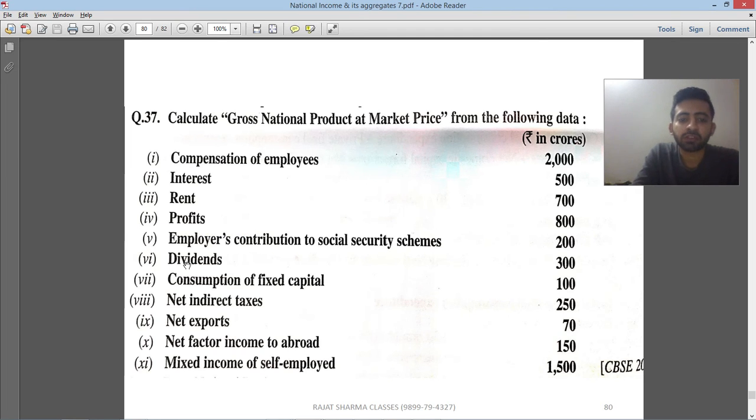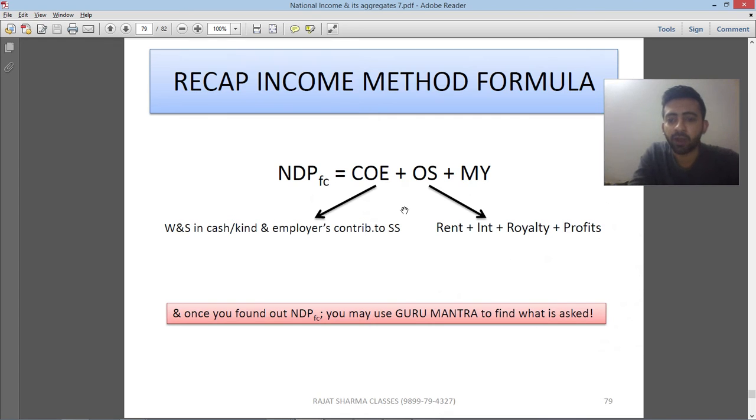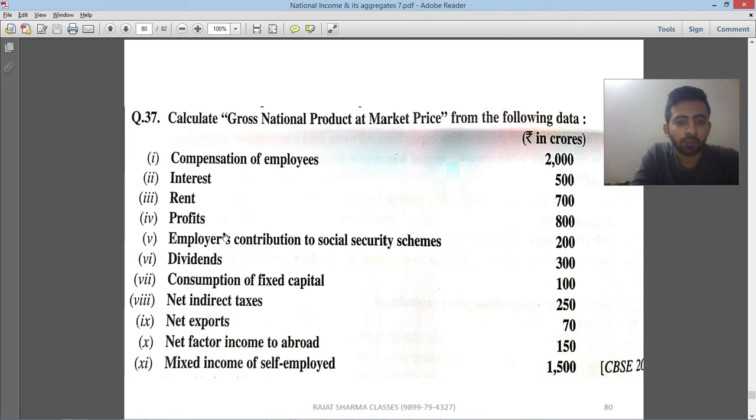Here we were also given dividends. Dividends is a part of profits, but since we know profits directly, we will ignore dividends. Okay? And since we know compensation of employees directly, we will ignore employer's contribution. We will take COE directly. So COE is 2000, OS is again 2000. What is the third aspect? MY, mixed income. Your mixed income becomes how much? It is directly given to you in the question as 1500.